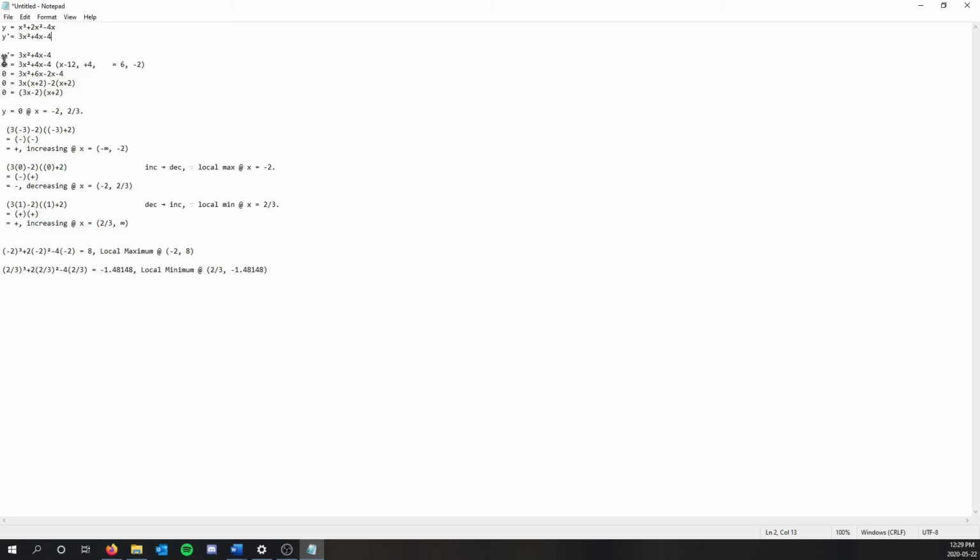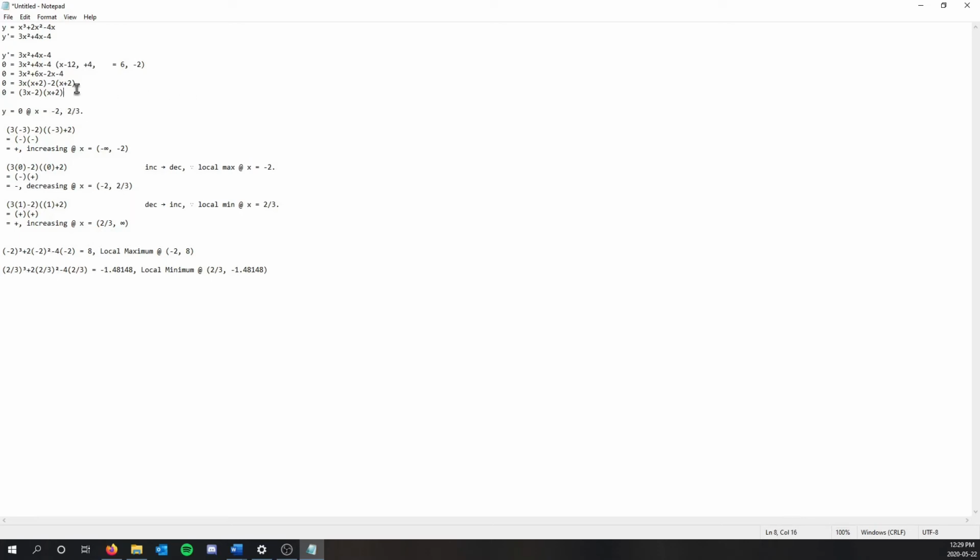The first step in order to find the local maximums and minimums is to find what are called the critical points. The critical points are whenever the derivative of a function happens to equal 0, or the y prime happens to equal 0. So what we do is we take our y prime, set it to 0, and then solve for x. Here I've done it using factoring, and we get y prime equals 0 whenever x equals -2, or whenever x equals 2/3. That's the first step. These two are our critical points.